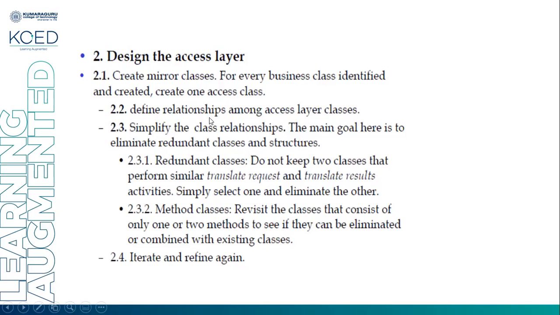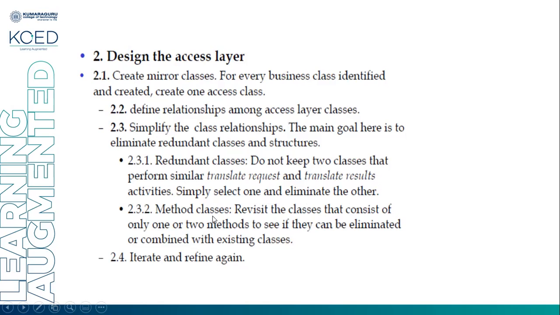Third step, simplify the class relationship. The main goal here is to eliminate redundant classes and redundant structures. It contains two sub-steps. The first one is redundant classes. That means if two classes have the same purpose, these classes are known as redundant classes. Do not keep two classes that perform similar translate request and translate result activities. Simply select one and eliminate the other.